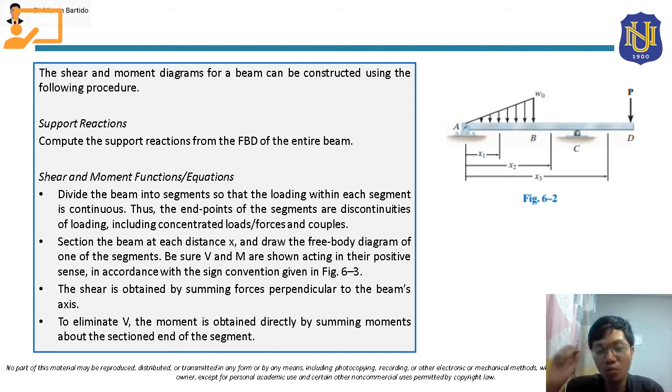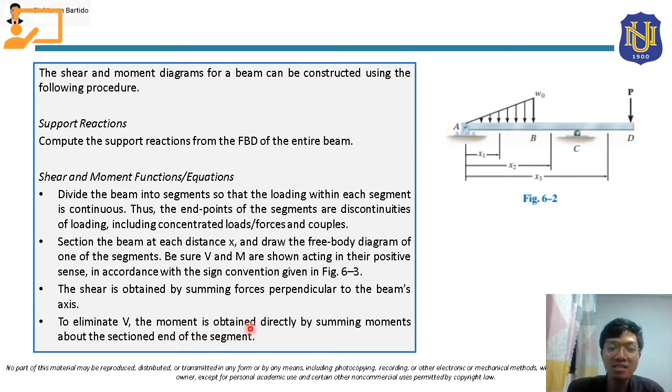Okay, class, we are going to take moments about the section where we cut the beam. That's the axis of moment, for summing up moments. The reason for that is to eliminate the shear force V, which also acts at that section, so it will be cancelled since it's acting at that section.